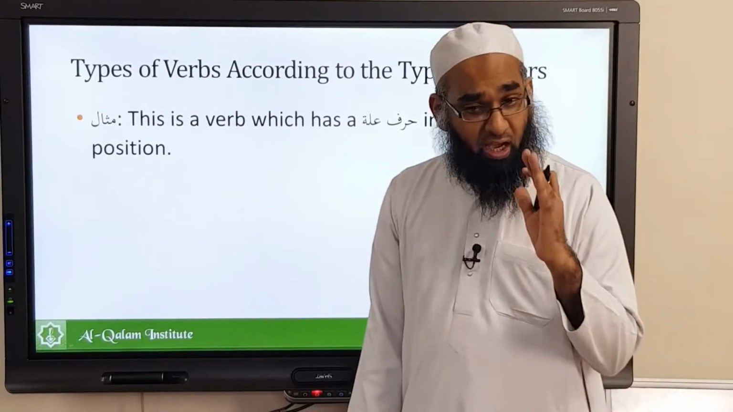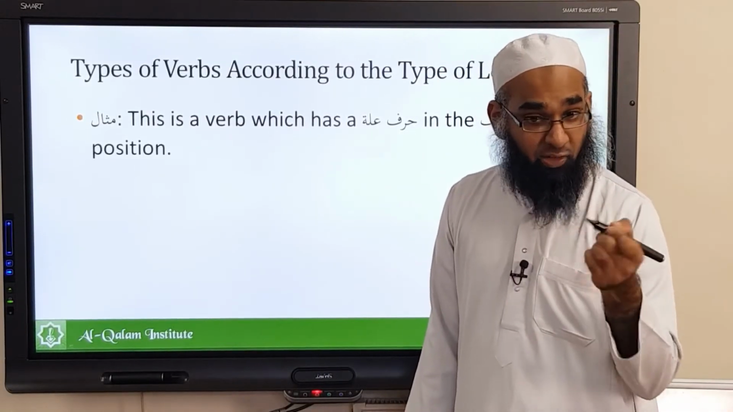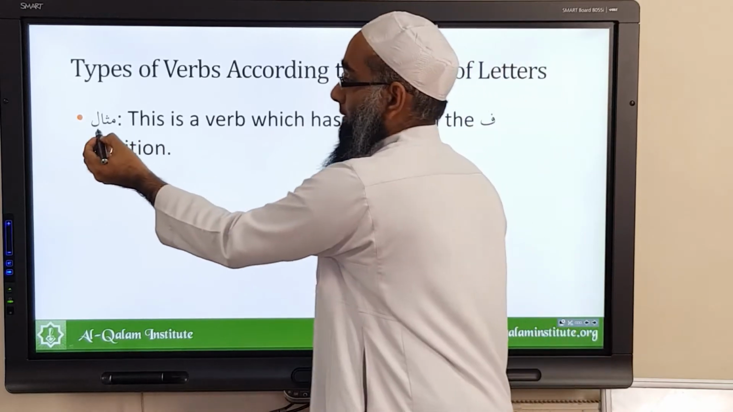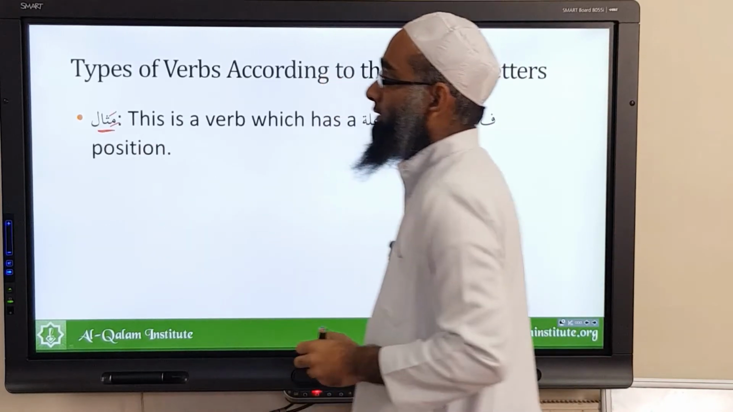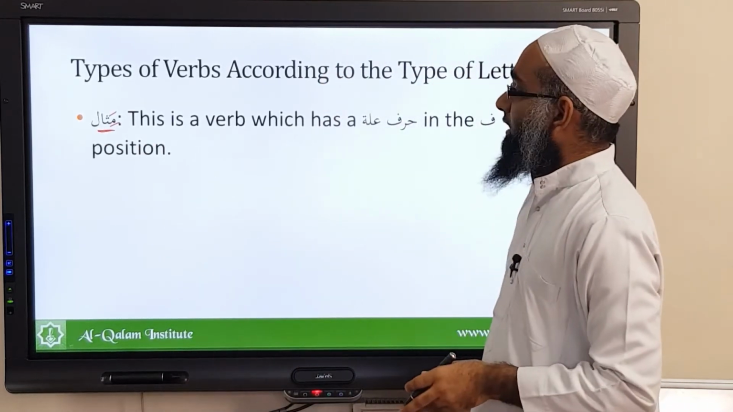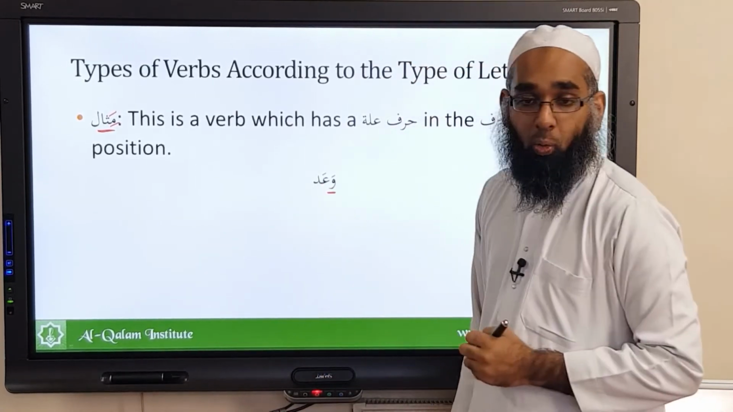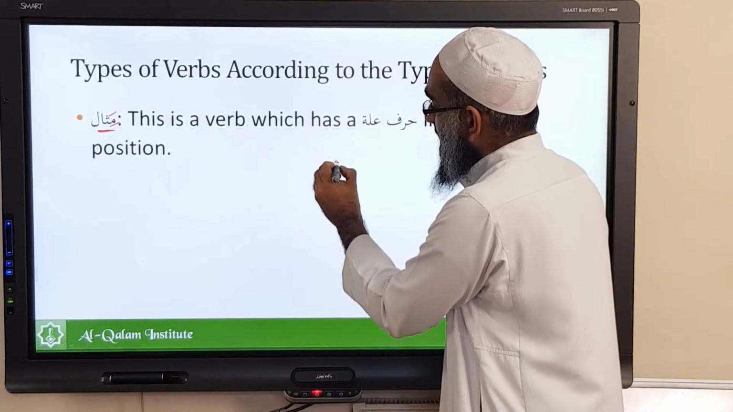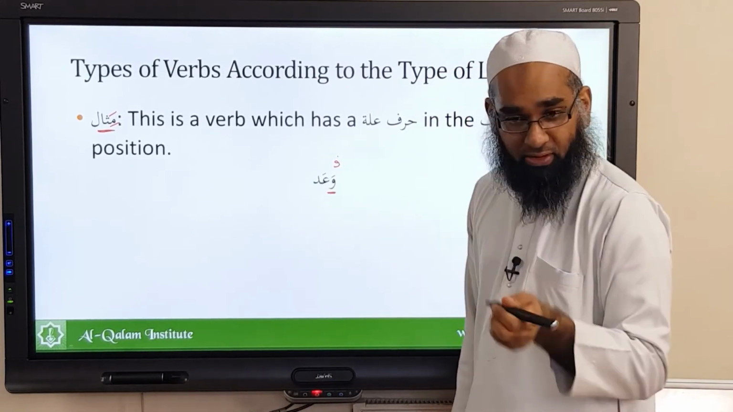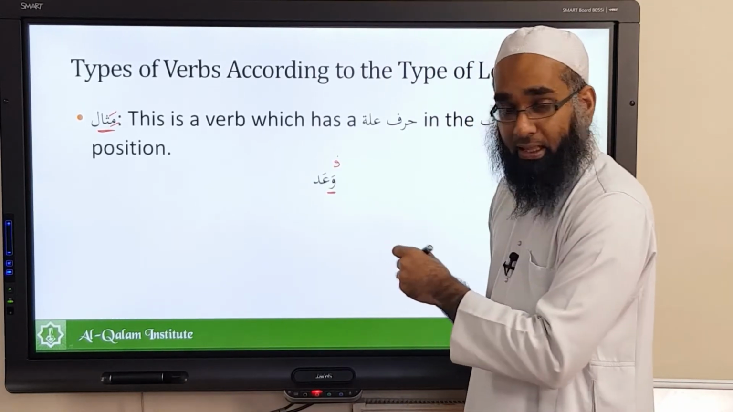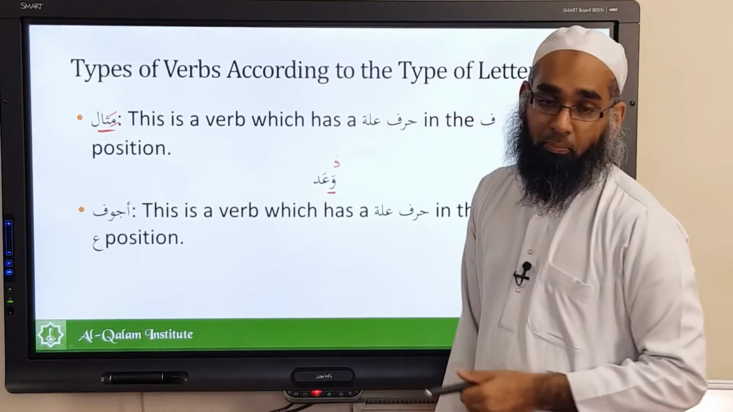So if the harf illa comes at the beginning, in the fa position, what do you call it? Mithal. Okay? For example, look, wa'ada. So what's the harf illa? Waw. Which position? Fa position. So it's a mu'tal because it has a harf illa, at the beginning, the fa position. You call that mithal.